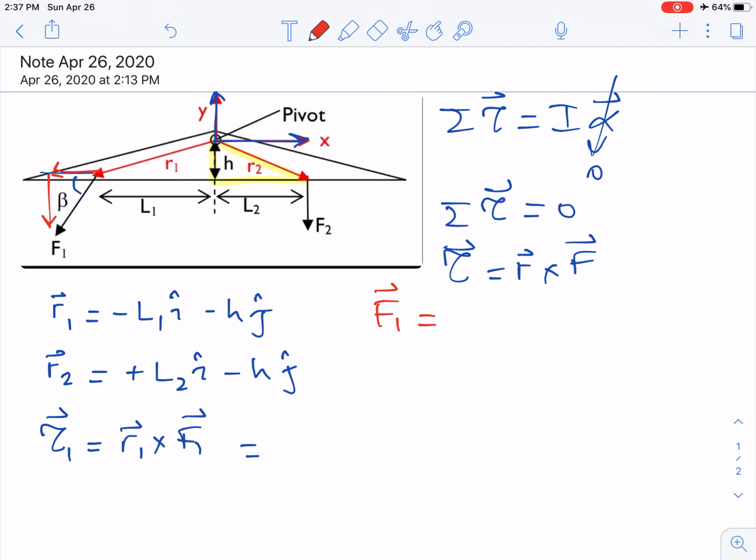Tangential and radial. And what are they? For the x component, again, you can see that x is pointing to the negative direction. So it's going to be negative F1. Since this is the angle, it's adjacent to that component. It's going to be cosine beta.